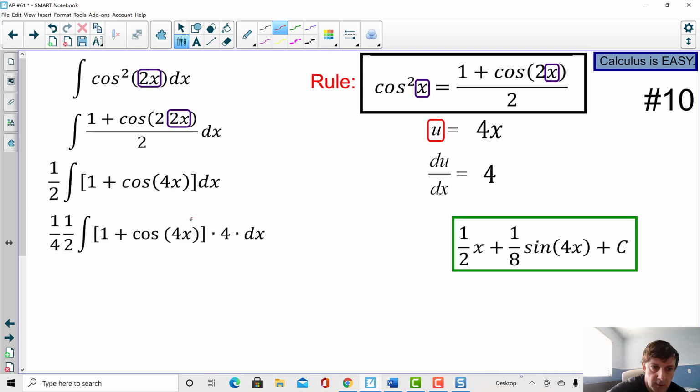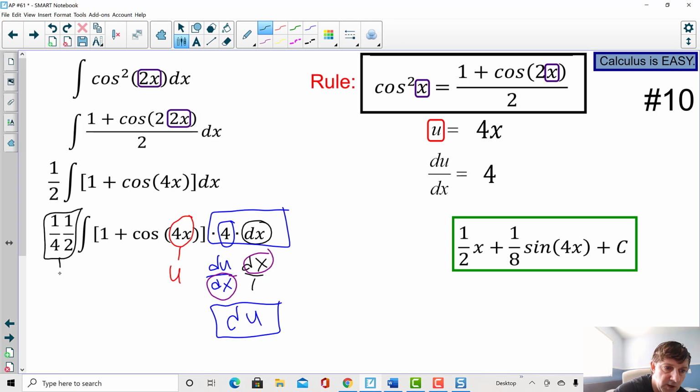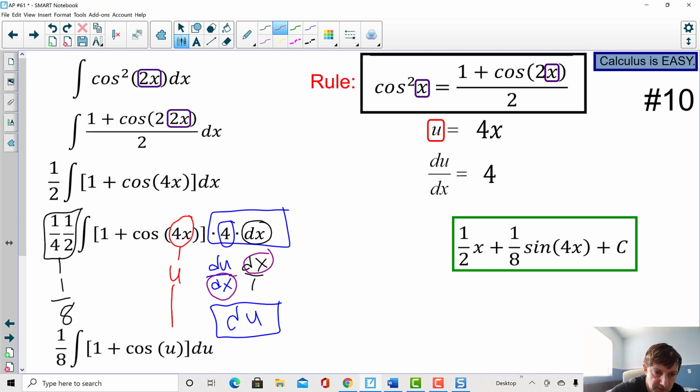Let's do that. All right, now this is going to be our u. So we're going to plug a u there. This is going to be our du dx. And this is our dx. So we'll be able to cancel the dx's. And we'll just be left with a du. So these two things are going to become du. These two constants will become 1/8. Let's plug that in. Okay, there's our u, there's our du, and there's our 1/8 right here.